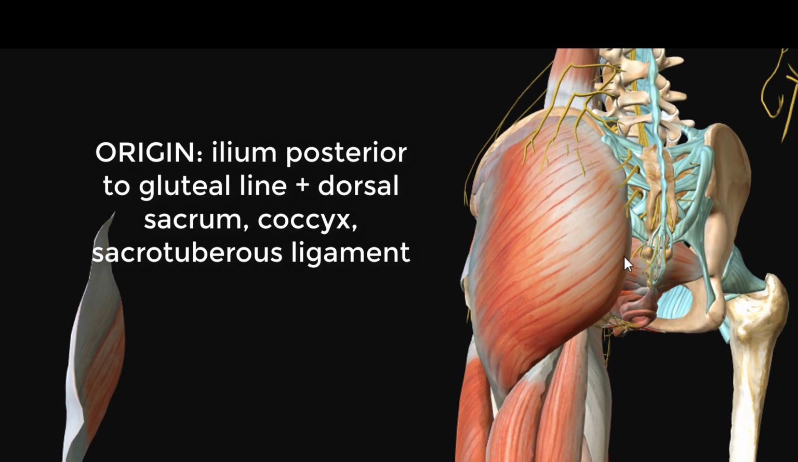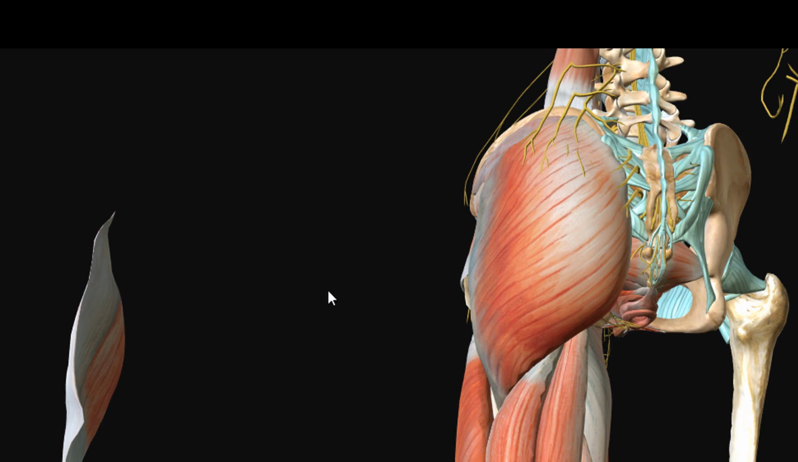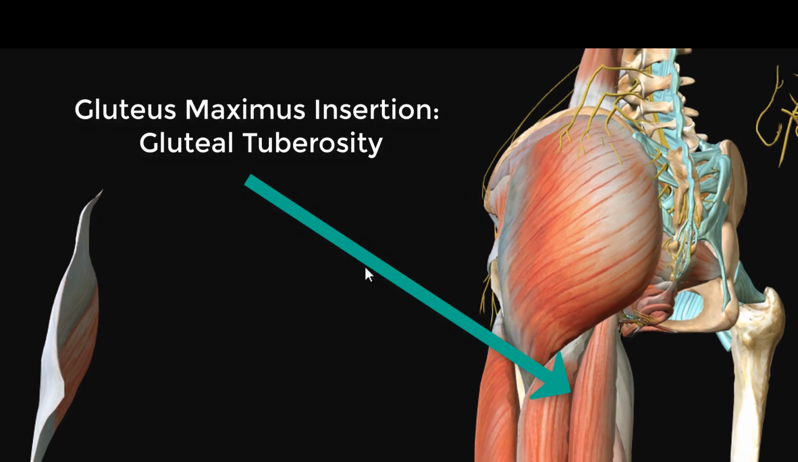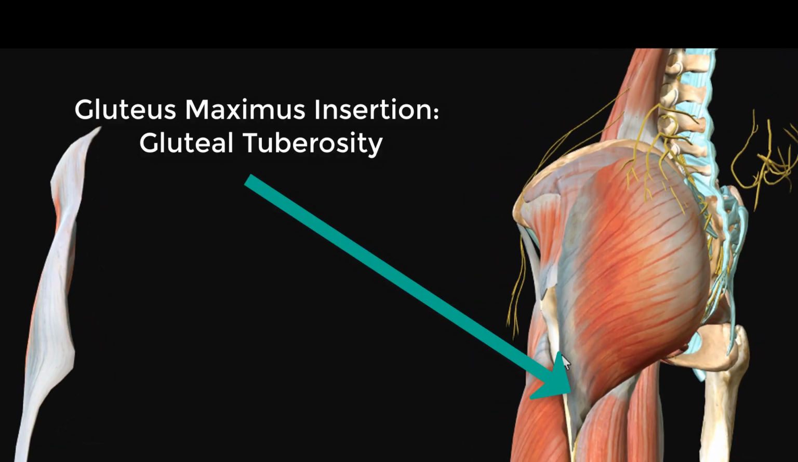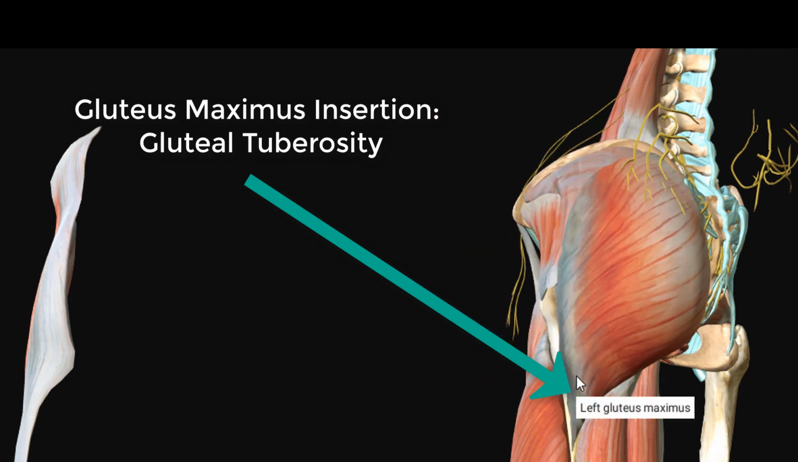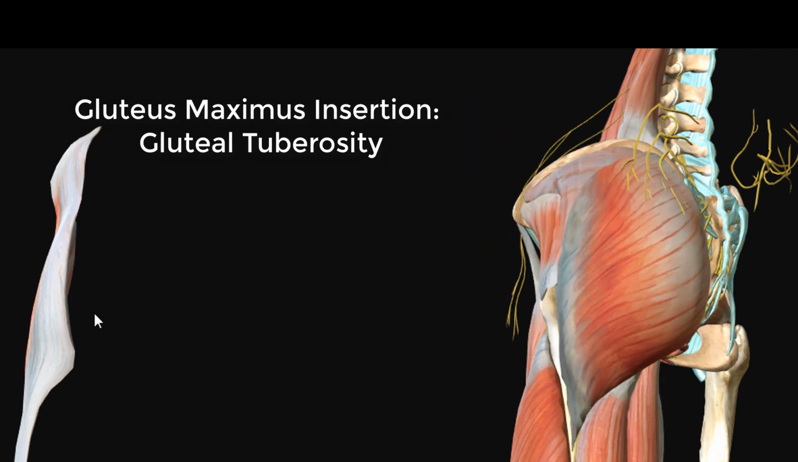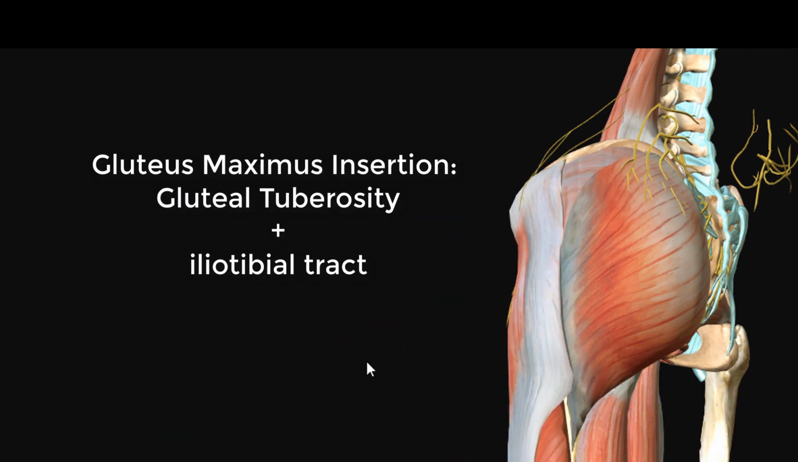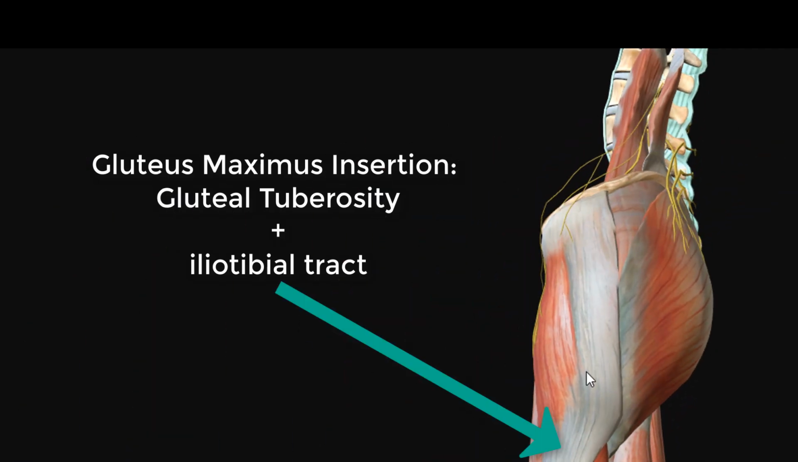So it originates all along here, and it's a common site to get tender in elderly people. Now the maximus, where it inserts, is partially into this greater trochanter on what's known as the gluteal tuberosity, and also it inserts into the iliotibial tract, which you know is this white fascial band here.